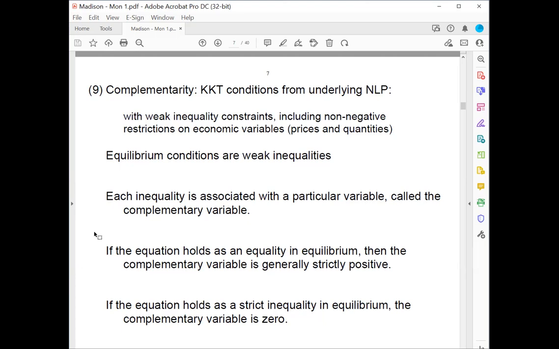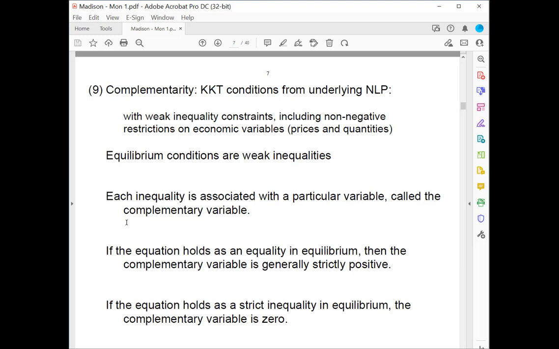The fact that economic variables are constrained to be non-negative puts restrictions on the system so that equilibrium conditions are weak inequalities. Each inequality is associated with a particular variable called the complementary variable. If the equation holds as equality in equilibrium, the complementary variable is generally strictly positive. If the equation holds as a strict inequality in equilibrium, the complementary variable is 0. And I'll go into that a little bit more.